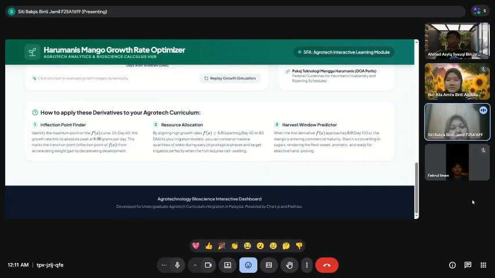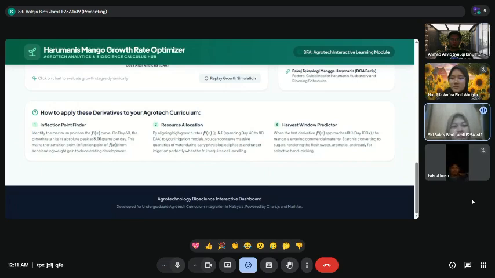Number 2, resource allocation. By aligning high growth rate periods where f'(x) is greater than 5.0, spanning day 40 to 80 DAA, with the irrigation model, the farm can conserve massive quantities of water during the early phase and target irrigation perfectly when the fruit requires it most.